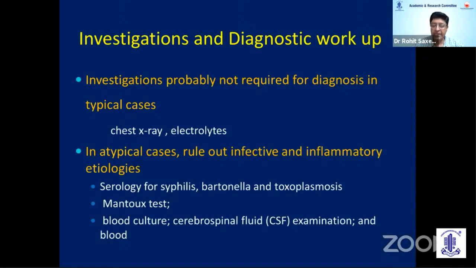In our setting, we do electrolytes and a chest X-ray, because electrolyte imbalances have been precipitated by IV methylprednisolone, and chest X-ray because tuberculosis can flare up, and we've had a couple of cases where the tuberculosis flared up. So just as a precautionary measure.